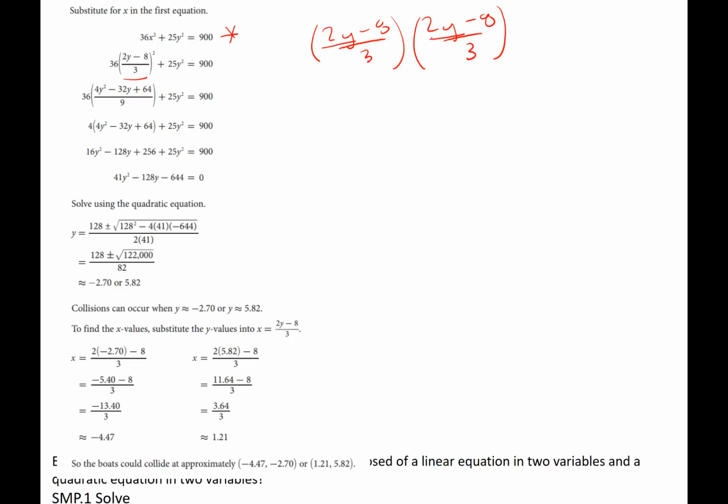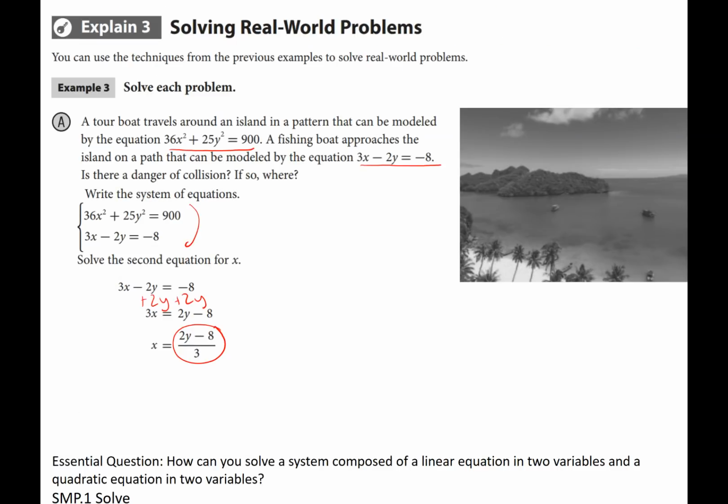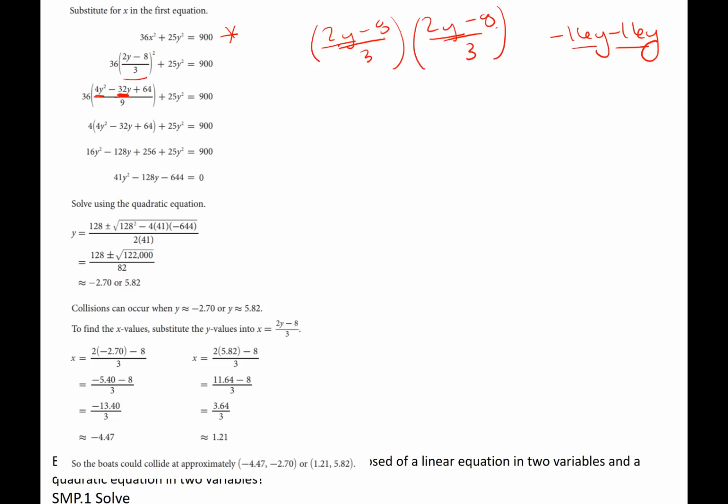So 2y times 2y is this 4y squared. 2y times -8 would be -16y, and we have 2 of those for the outsides and the insides. So -16 and -16 is this -32. Then -8 times -8 is +64, and 3 times 3 is 9. Now, that looks awful right now, but it's not so bad because 9 goes into 36 4 times. So that's where they got this 4 here. That's the only thing they changed in that line.